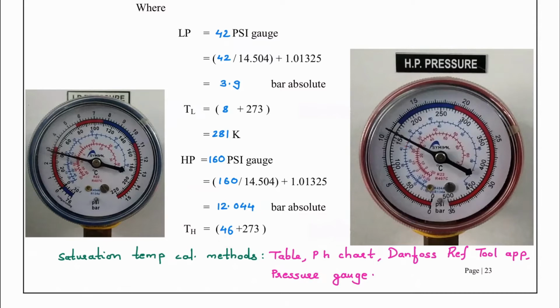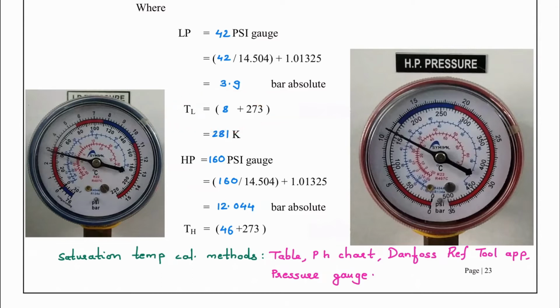Same way if you see the LP pressure gauge, here again you have to see the last scale of temperature in degree Celsius. For the 42 PSI gauge, what is the temperature? Here this is 0 and here this is 10. In between we have 5 divisions, so per division is 2. So 2, 4, 6 and 8. So here you can see I have written 8 degrees Celsius as the T low temperature.